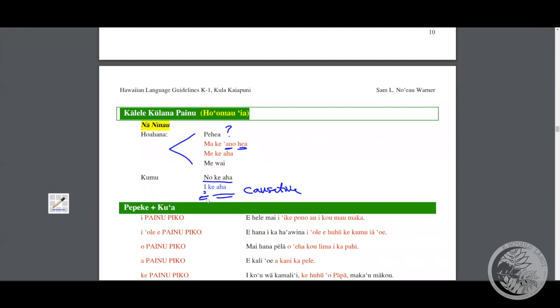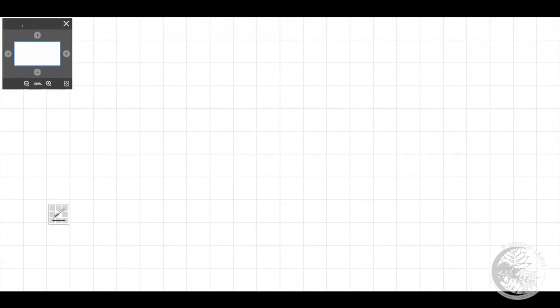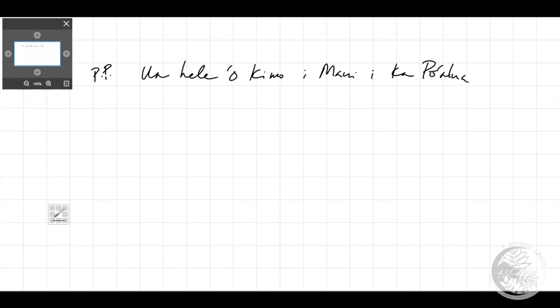So let's look at the whiteboard and look at some examples running through the Kālele Kūlana painu. Some basic things to remember about the Kālele Kūlana painu is to understand where it comes from in comparison to a pepeke painu. So I'm going to write a pepeke painu up here. I might have a real basic sentence like, ʻŌlelo o Kimo I Maui I ka poalua.